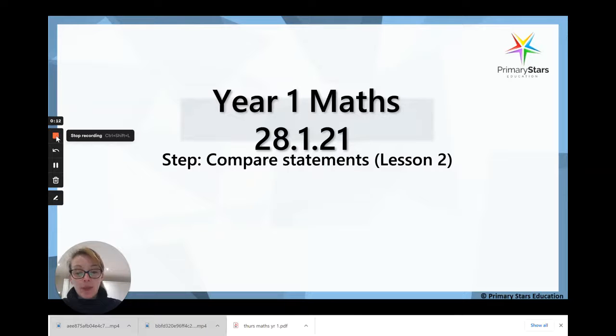So today we're going to be looking at additions and subtractions and using the language that we learnt yesterday: greater than, less than and equal to. So let's look at our first problem.